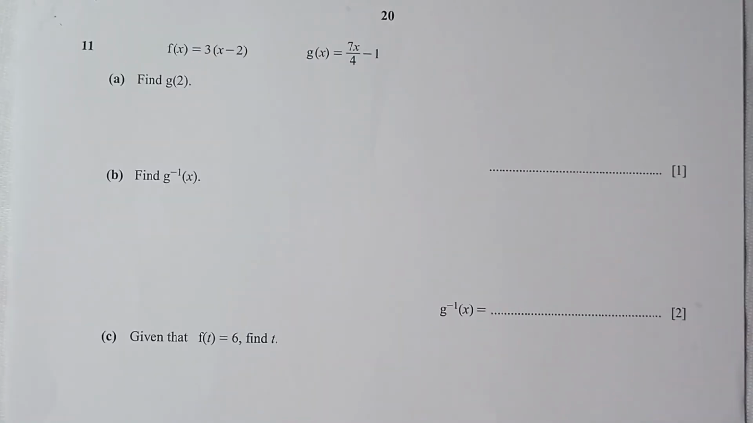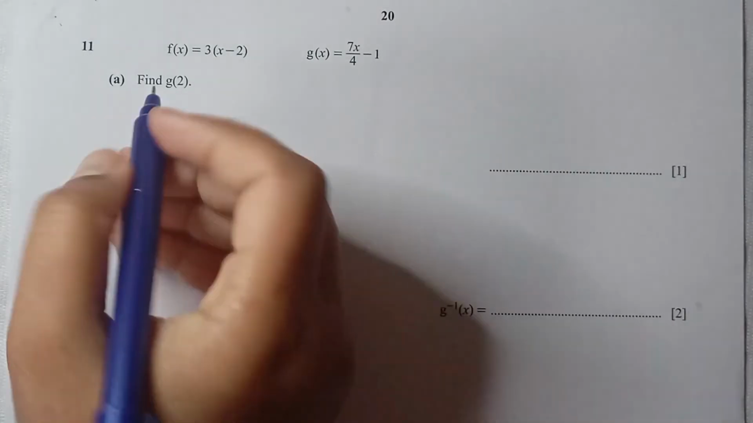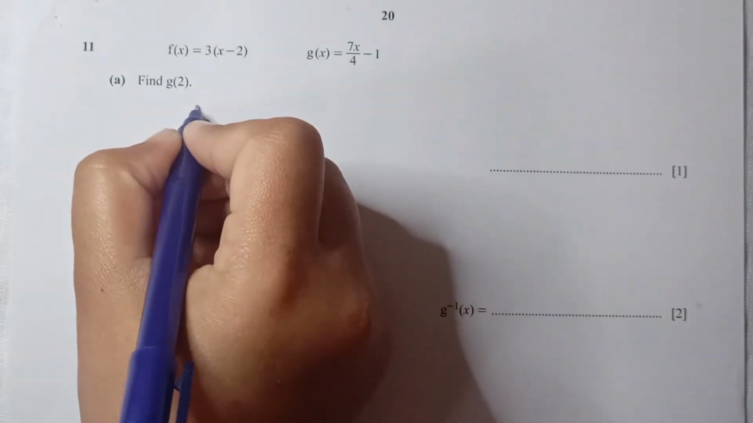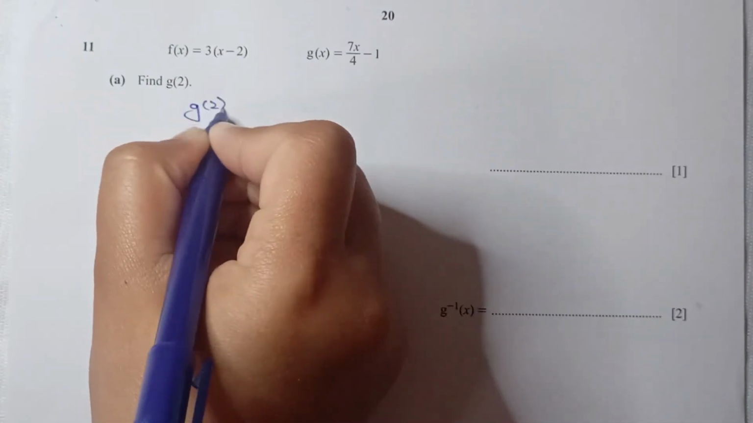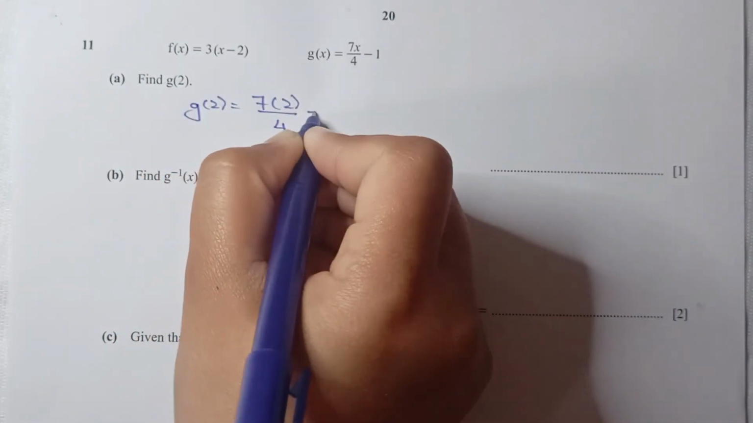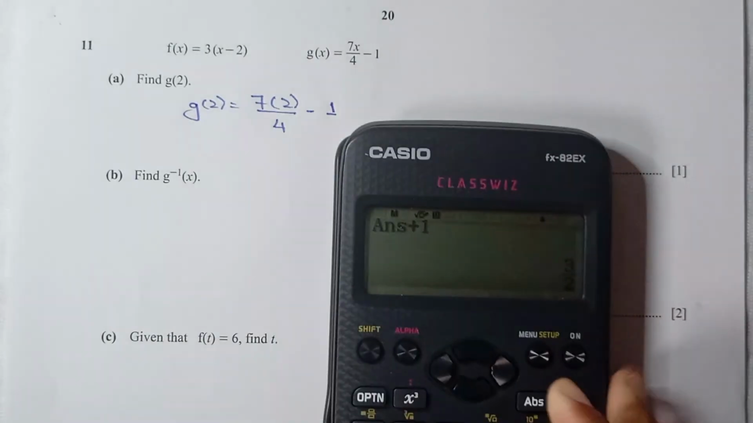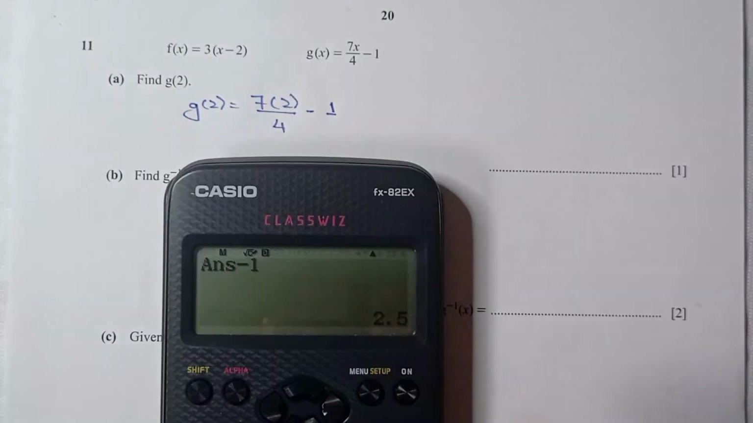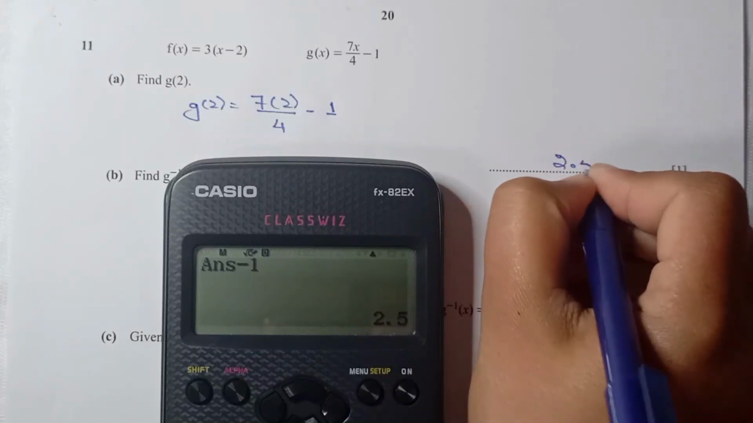Now question number 11, we have given the two functions f of x and g of x. In part A we need to find g of 2. So g of 2 would be equal to 7 times 2 divided by 4 and then subtract 1. So 7 times 2 is 14, then dividing by 4 and subtracting 1 would be 5 out of 2, or we can say 2.5 is g of 2, right?